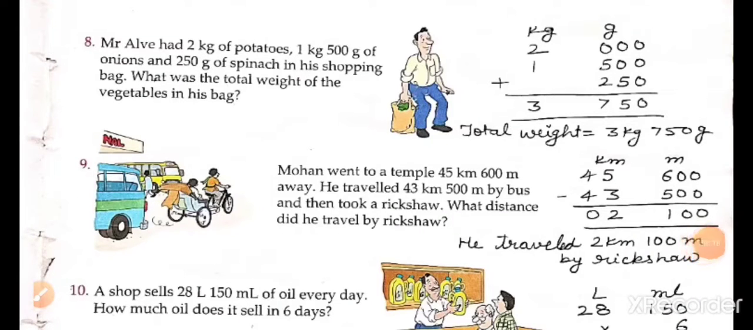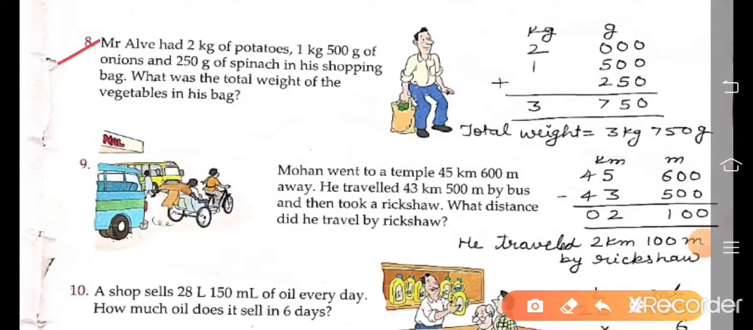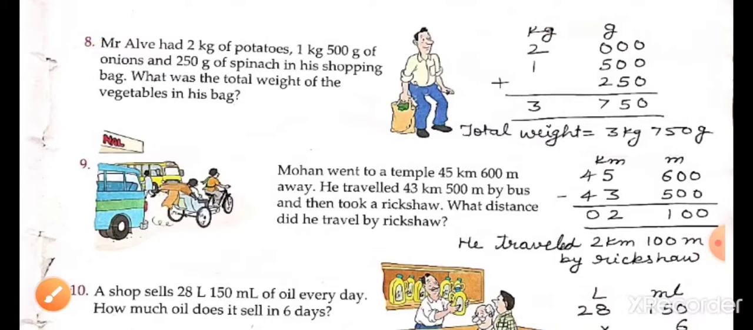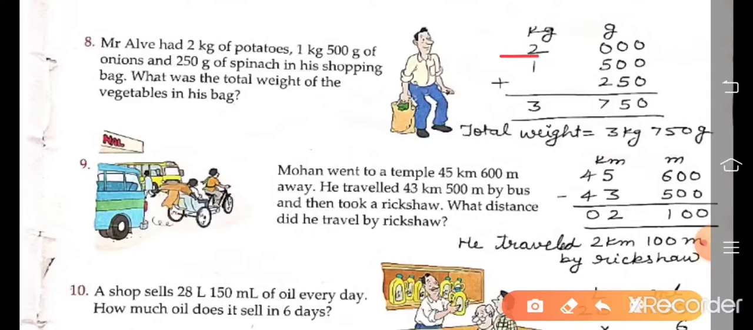Now question number 8, story sums are here. Mr. Alve had 2 kg of potatoes, 1 kg 500 gram of onions and 250 gram of spinach in his shopping bag. What was the total weight of the vegetables in his bag? So write one side kg and one side gram. Potato 2 kg, so gram is not here, so write 0, 0, 0. 1 kg and 500 gram onions and 250 gram spinach. Add, so total weight is 3 kg and 750 gram.